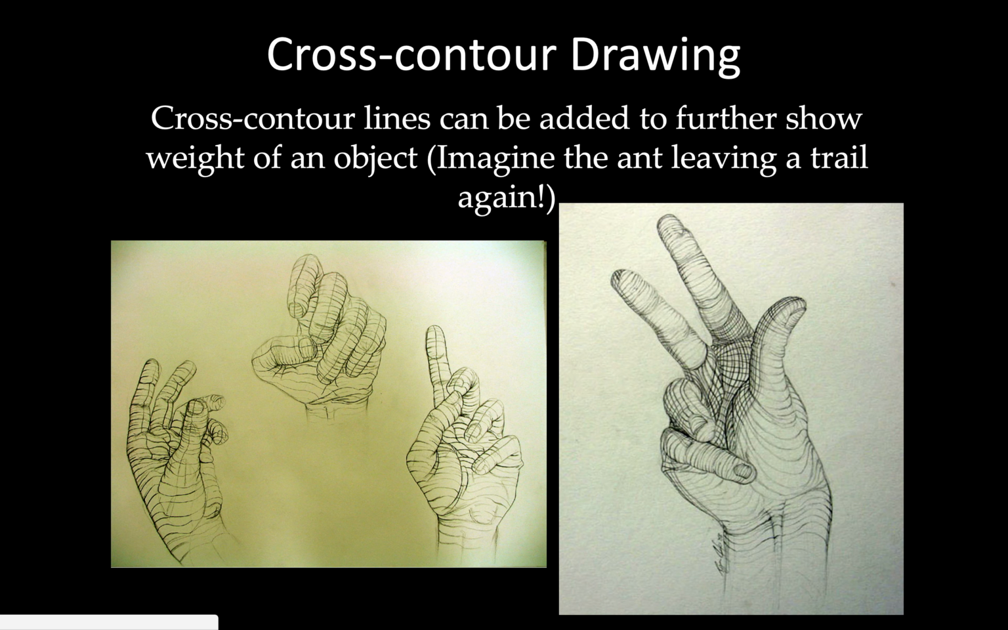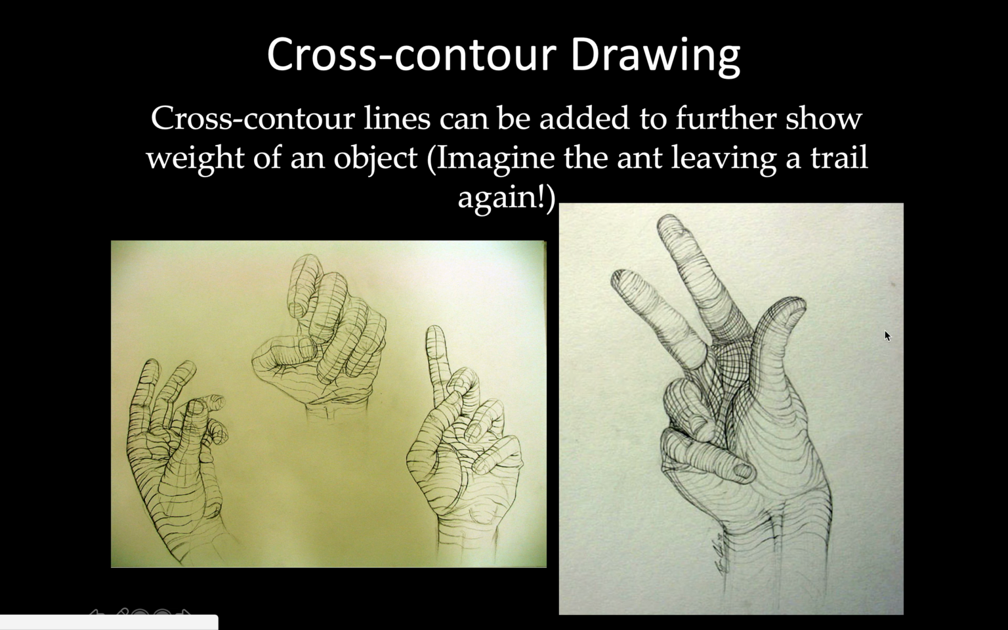So let's talk about cross contour drawing. If you want a little bit more of a challenge, cross contour drawing is for you. Cross contour lines can be added to further show the weight of an object. And again, imagine that ant leaving a trail. So instead of the ant going just one direction, it maybe would go a second direction.